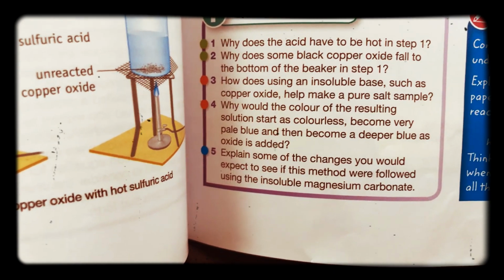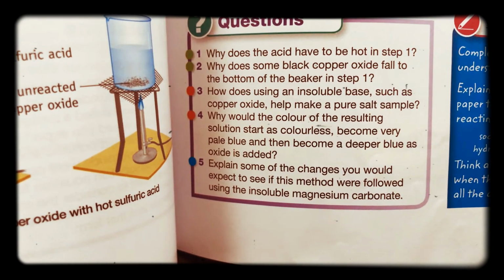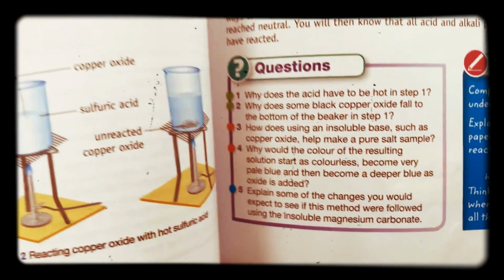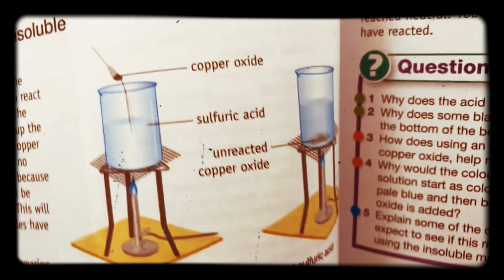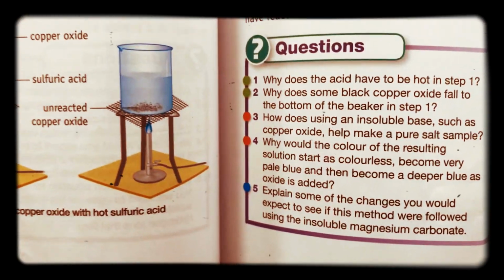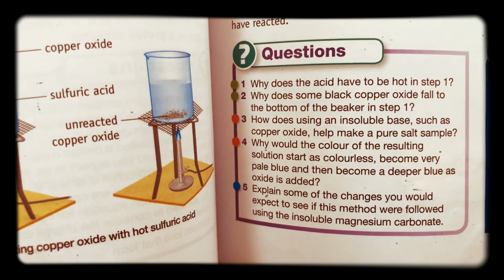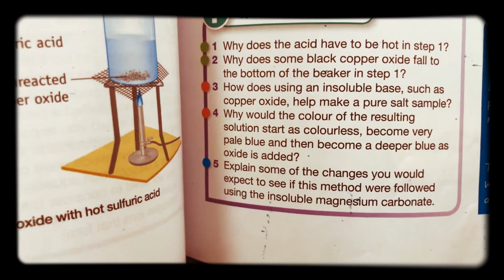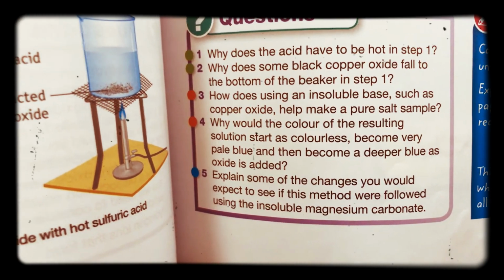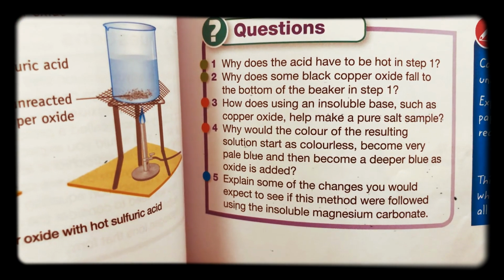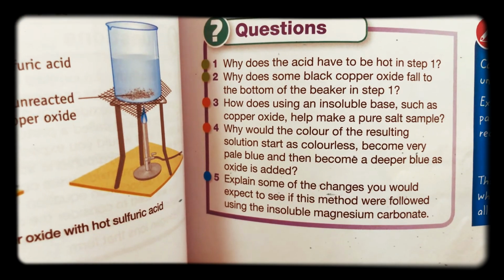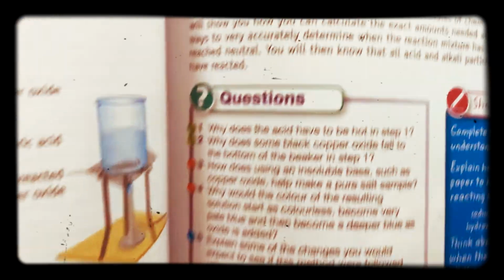Question number 2. Why does some black copper oxide fall to the bottom of the beaker in step 1? Why does it fall? Pause the video. The reason why is because it is an insoluble base, so it settles at the bottom. How does using an insoluble base such as copper oxide help make the pure salt sample? Pause the video. Well, it allows us to separate any unreacted copper oxide.